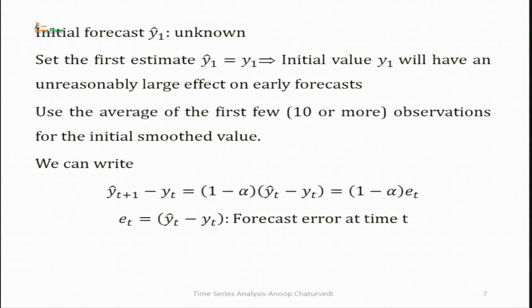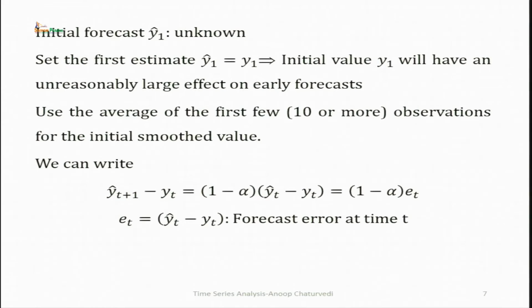Usually the initial forecast value y hat 1 is unknown. Then one of the options is that you set the first estimate y hat 1 equal to y_1. So, the initial forecasted value y hat 1 is equal to y_1, but the problem with this approach is that the initial value y_1 will have an unreasonably large effect on early forecasts.